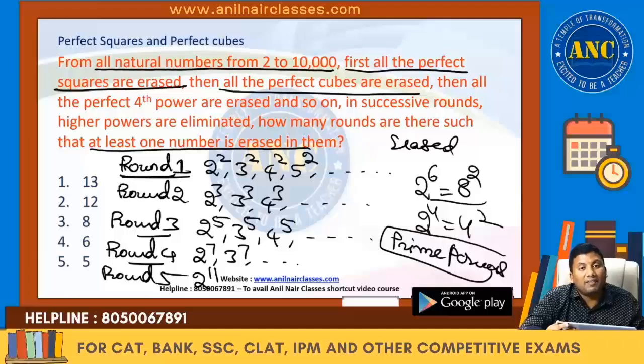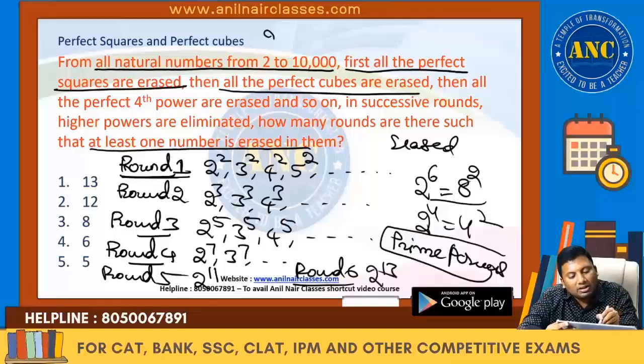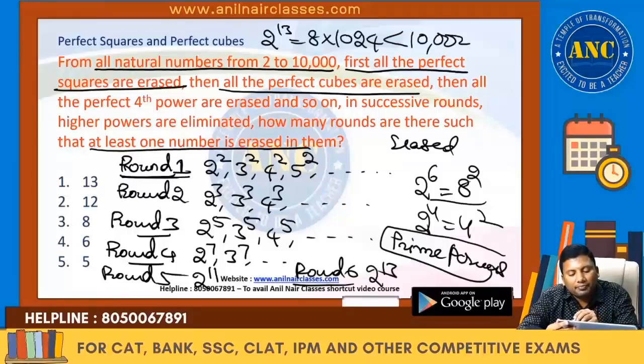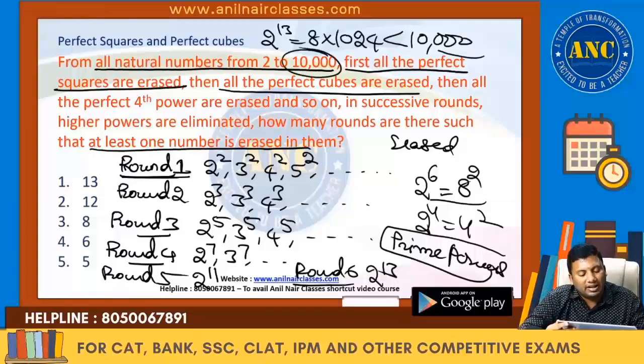So 2 power 10 is 1024. 2 power 11 will become 2048. So in round 6, 2 power 12 cannot be eliminated. 12 is already eliminated in square and square power or in power 3. Round 6, 2 power 13. 2 power 13 is nothing but 8 into 1024, which is less than 10,000. I need to stop here because the maximum upper limit a value can take is 10,000.